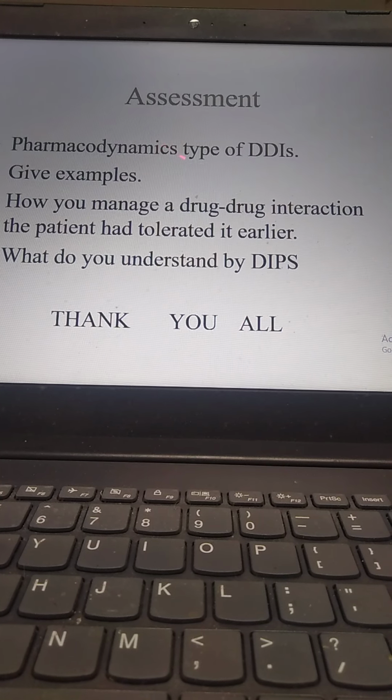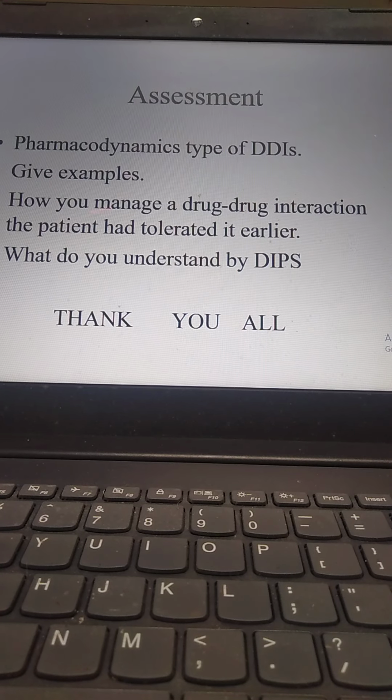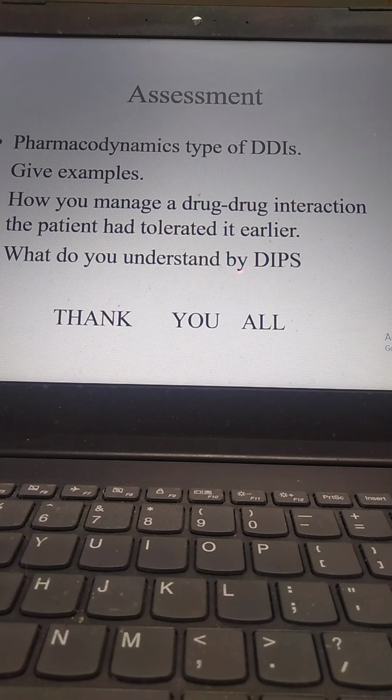Now assessment: pharmacodynamic types we should know, and give examples. We have to give some examples. How do you manage a drug-drug interaction? The patient had tolerated it earlier, so it should be known whether the toleration is there, and about that drug interaction we should know. What do you understand by DIPS?